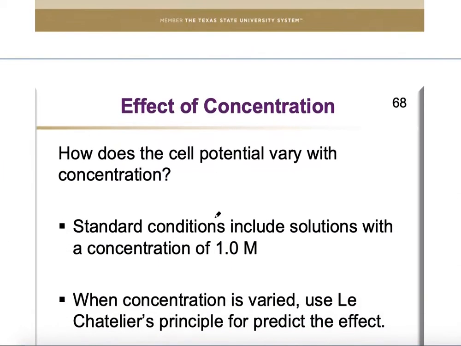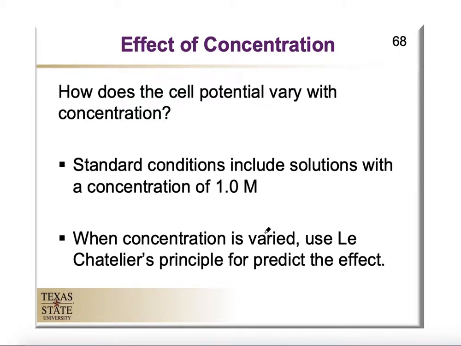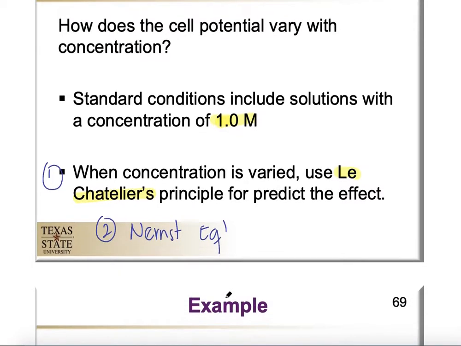All right, so how does the cell potential vary with concentration? Standard conditions include solutions with a concentration of 1 molar. So just to remind you, this is what standard conditions is. When the concentration is not 1 molar, then we're going to use 2 different methods. The first method is to utilize Le Chatelier's principle to help us predict the effect. And the second method, which I don't have written here, is the Nernst equation, which is just a few slides below. So let's go ahead and write it down. This is method number 1. Method number 2 is the Nernst equation. Okay, let's go ahead and get to it.